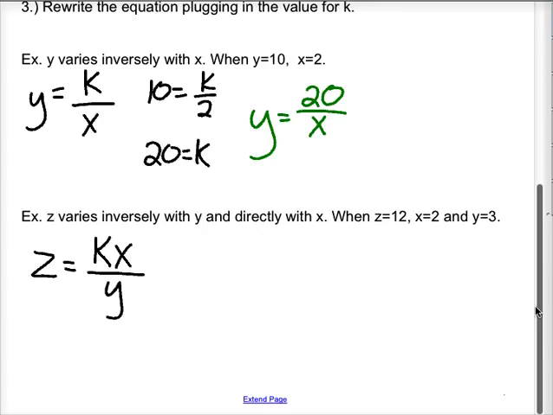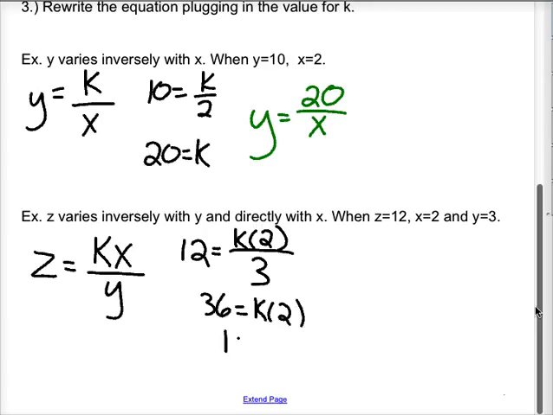So now it tells me when z is 12, x is 2, and y is 3. So let's plug all that in. So when z is 12, x is 2, and y is 3. And now I can solve for k. I can multiply the 3 over, and I can divide by 2. So now I have my k.